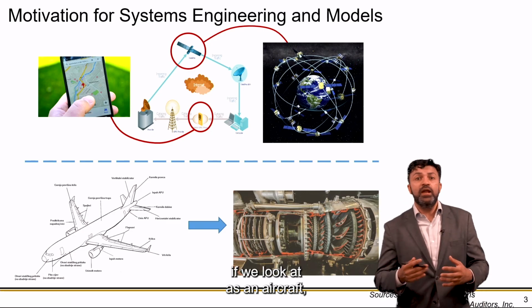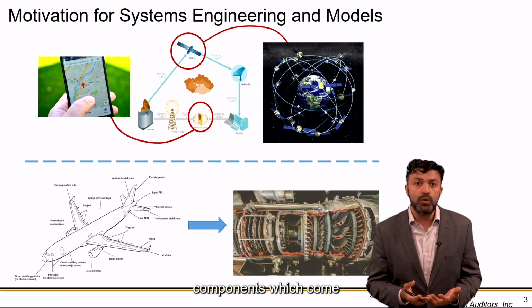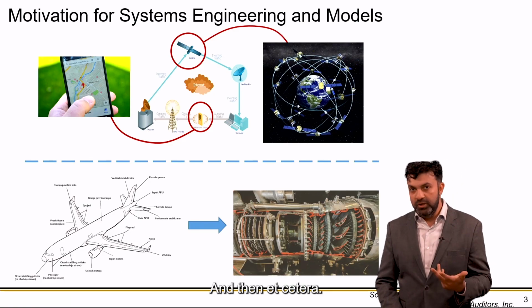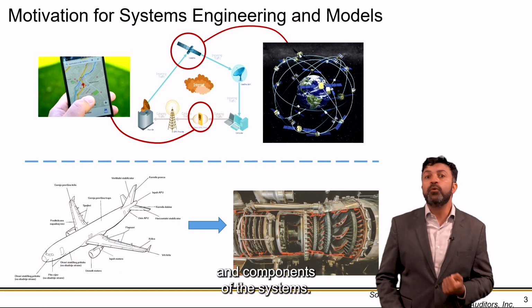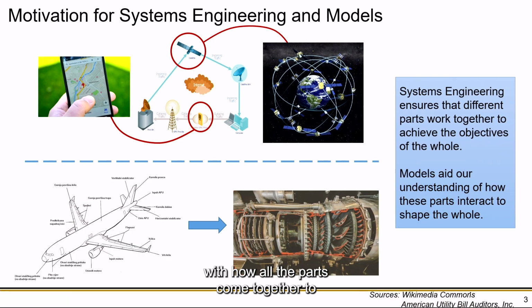Similarly, if we look at an aircraft as an example and look inside, we can quickly identify the various parts and components which come together to form the system. For example, an engine, a fuselage, and wings, etc. Now, there are going to be subject matter experts who focus on engineering the various parts and components of a system. What systems engineering does is it specializes in and is concerned with how all the parts come together to meet the objectives of the whole, from the beginning to the end of its life cycle. As systems can quickly become complex, engineers realize that models can aid the understanding of how parts interact to shape the whole, and that's the reason behind model-based systems engineering.